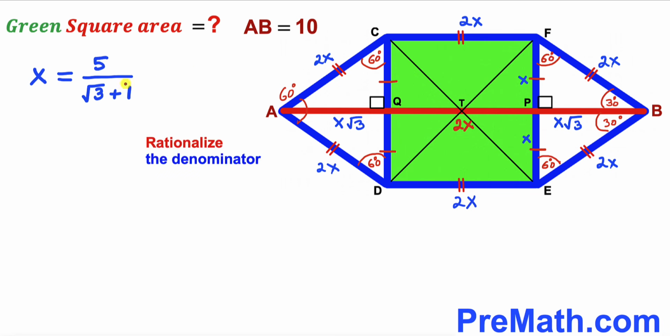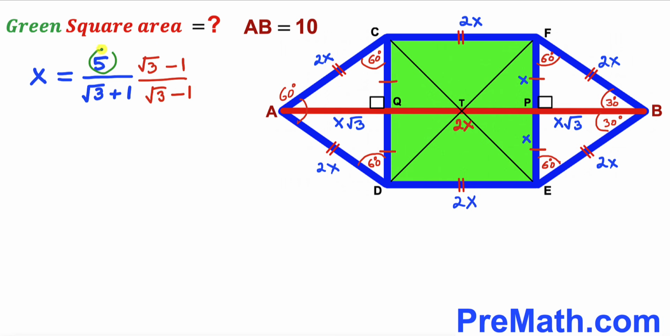And now we are going to rationalize this denominator by multiplying and dividing by its conjugate, the square root of 3 minus 1. And I'm going to divide by the square root of 3 minus 1 at the very same time as well. And now I'm going to multiply out these numerators and likewise the denominators, as you can see in this next step.